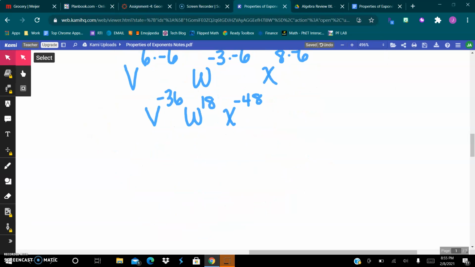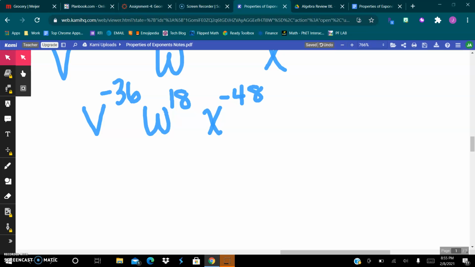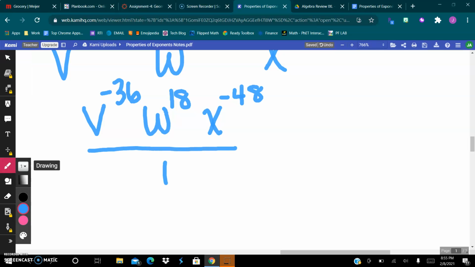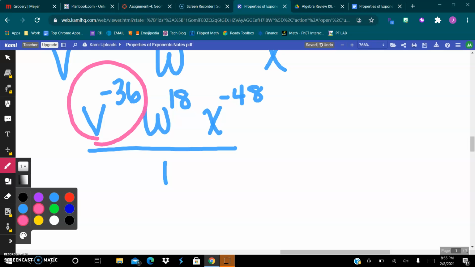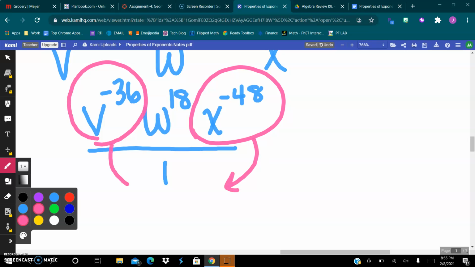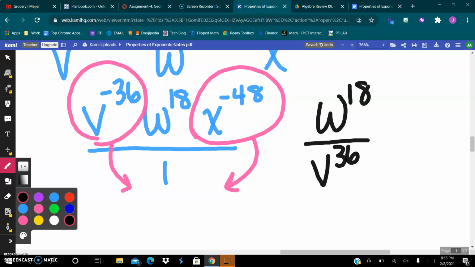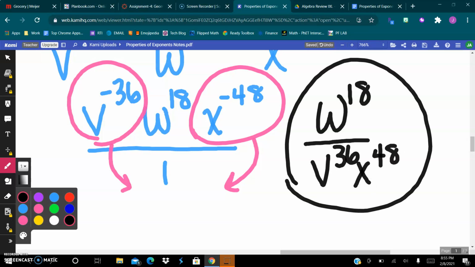Now this one involves a little bit more. If you think about this as a fraction, we could put a 1 underneath of it, and anything with a negative exponent has to go to the opposite spot on the fraction. So these ones are on the top. They are going to move to the bottom. So I'm going to have w to the 18th left on top, and v to the 36th, and x to the 48th on the bottom. And when they move to the bottom, or when they move positions, then it becomes a positive exponent.